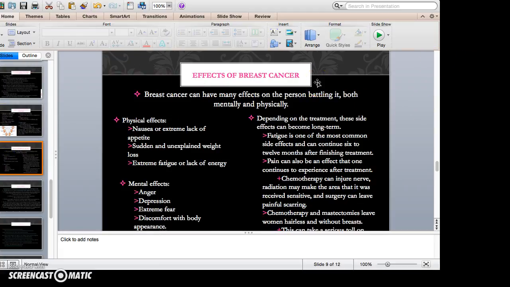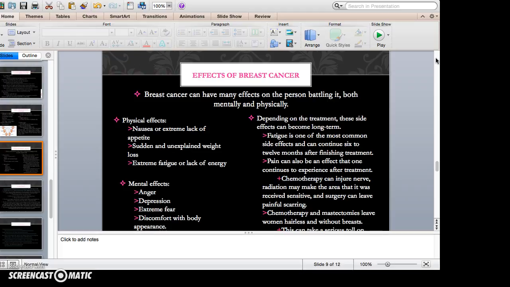There are many effects that breast cancer can have on a person battling it, not only physically but mentally as well. Some physical effects include nausea or extreme lack of appetite, sudden or unexplained weight loss, or extreme fatigue and lack of energy. Some mental effects are anger, depression, extreme fear, and discomfort with their own body. Depending on the treatment that the person receives, there can be some long-term effects, which include fatigue, one of the most common side effects, which can continue 6 to 12 months after a person has finished treatment.